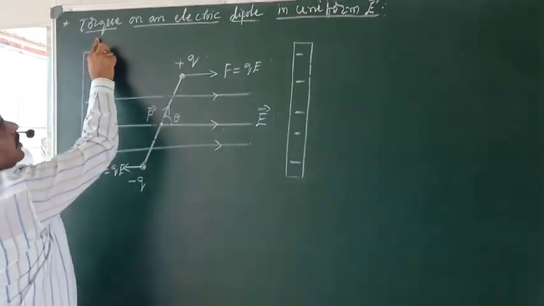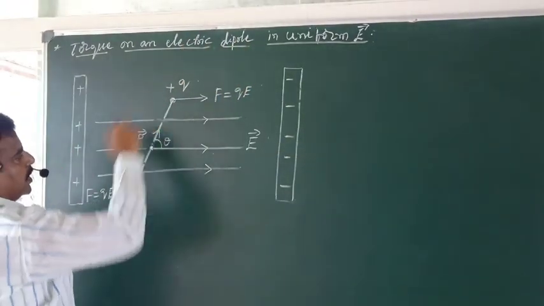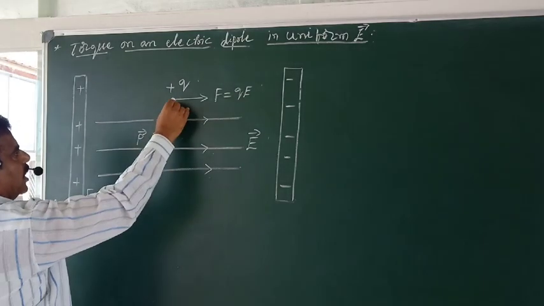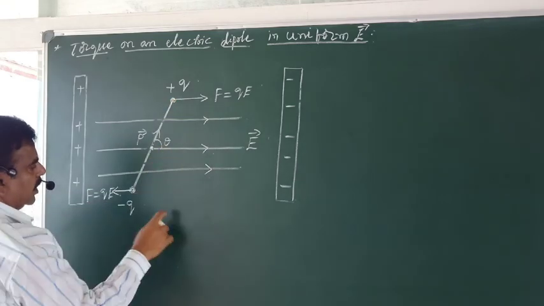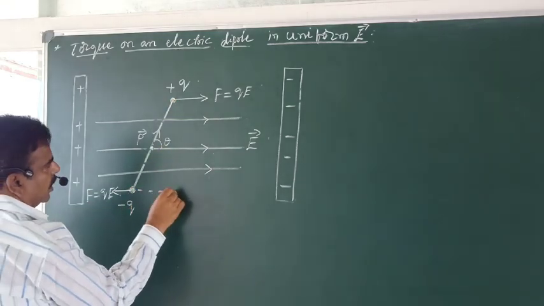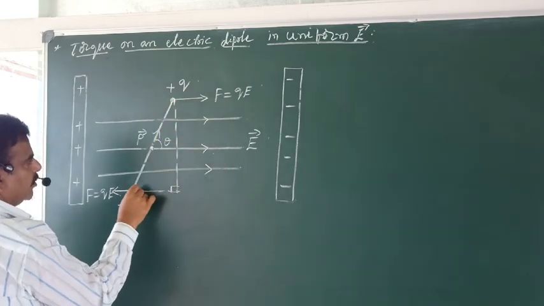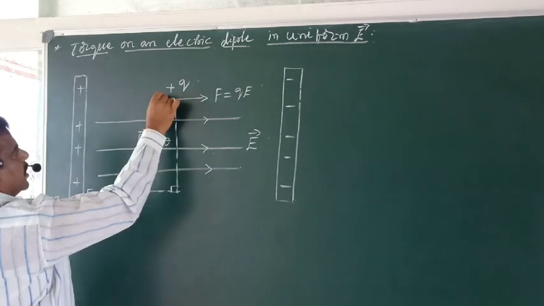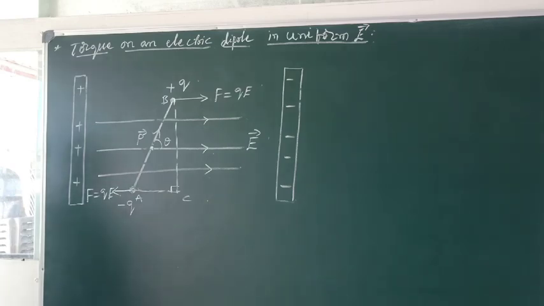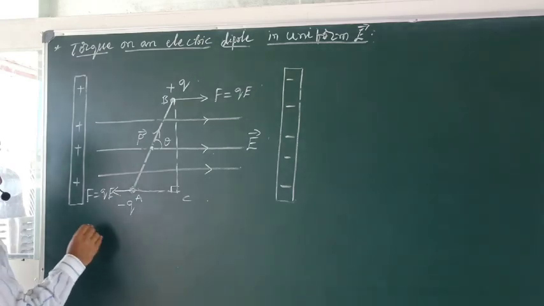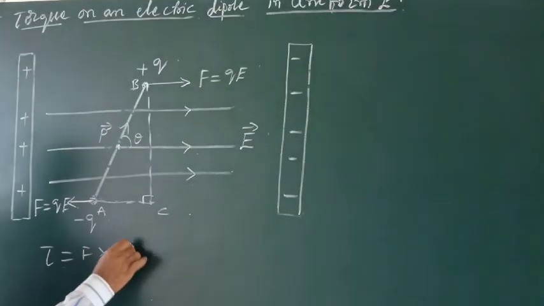Now, in this session, we shall derive an expression for the torque acting on this dipole. We know that torque is given by force and the perpendicular distance between the forces. Therefore, construct the right angle triangle. This is 90 degree. This is A. This is B. This is C. BC is the perpendicular distance between the forces. So, in first PUC we learned torque is given by force into perpendicular distance between the forces.